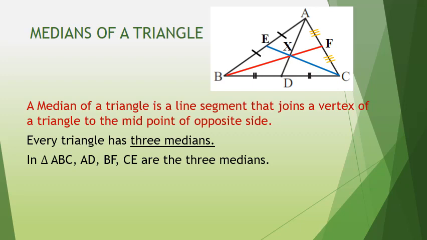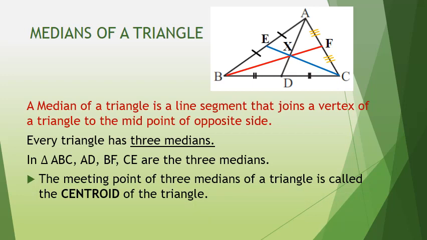What is the name of this common point or the intersection point? What is the name of that one? Yes, it is called the centroid. That is, the meeting point of the 3 medians of a triangle is called the centroid of the triangle. So you have to draw it and write down all the points in your CW. Here X is the centroid.